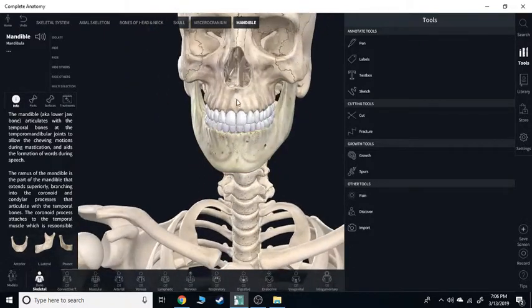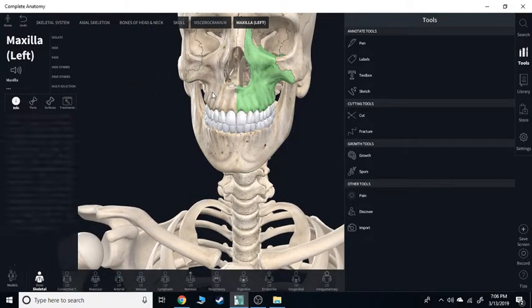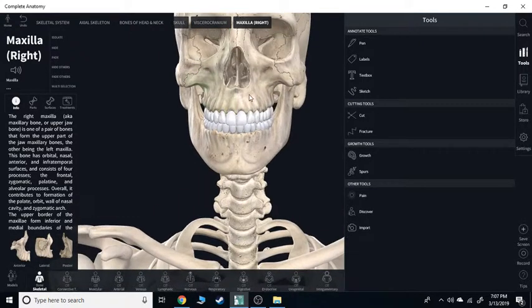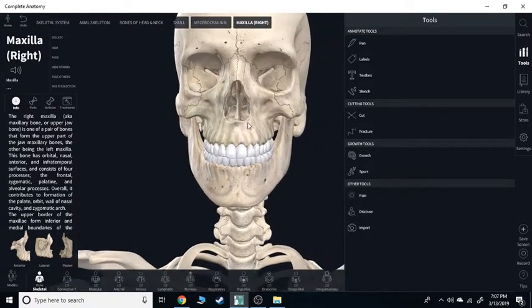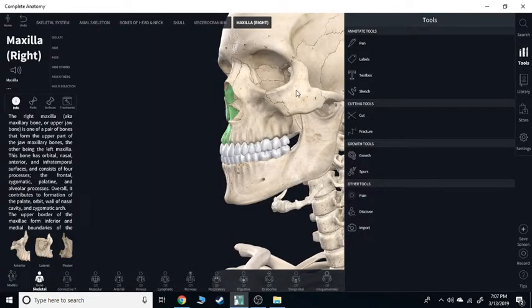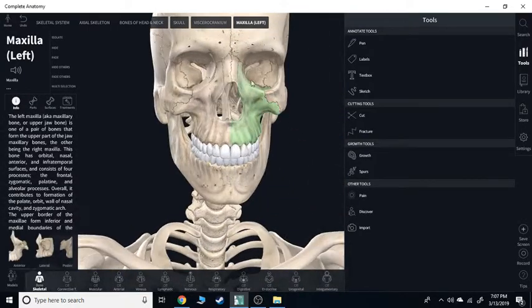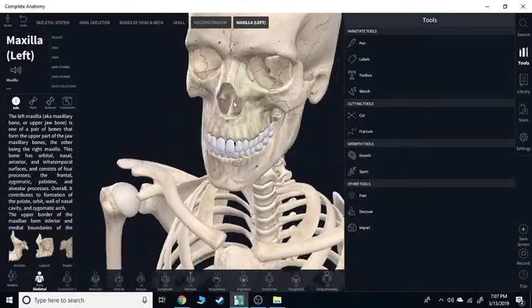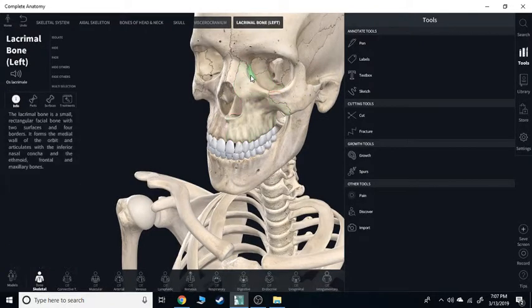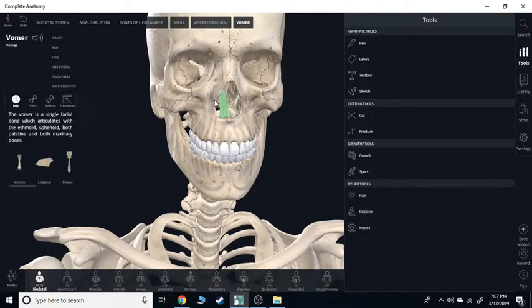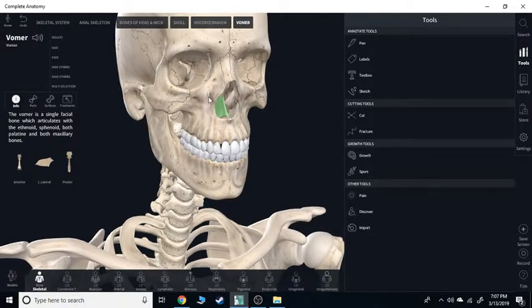The next bones we'll go over are the maxillae. There is a left and a right. This bone articulates with the zygomatic bone from the previous cranial video. It articulates with a ton of stuff, really. There's the lacrimal bone we'll go over, the nasal bones, the ethmoid, the nasal bones.